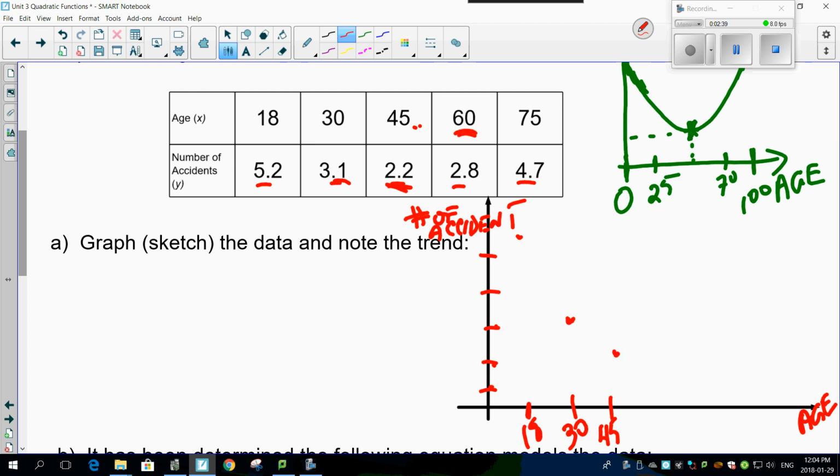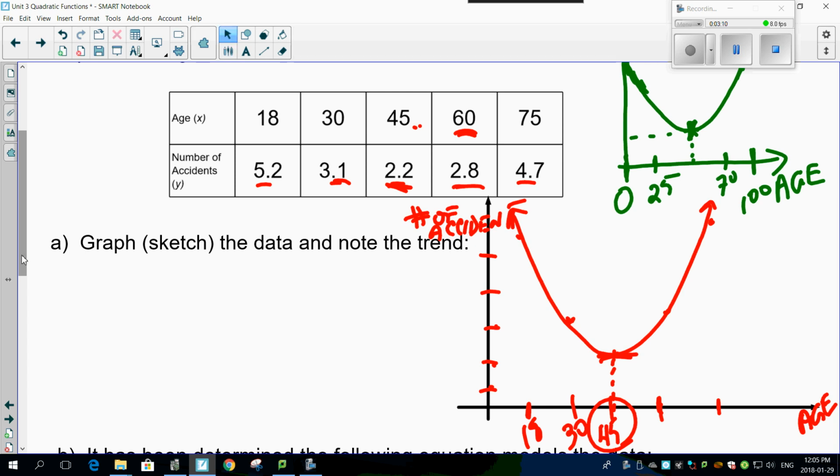Now we're getting up to 60, so we're making a pretty big jump over here to 60, and we're back up to about 2.8, which is about here, and then 75, which is back up to about 4.7. So you can in fact see the nice parabolic trend right there. Perfect. It is a parabola with a minimum value, and that looks like it's around 45. Now you may ask yourself, and when you go to class, ask me the question: why do you think it's around 45 years old that has the fewest number of accidents? Let's talk about that as a class, so make sure you raise that question up in class.